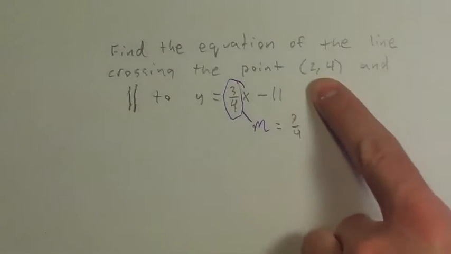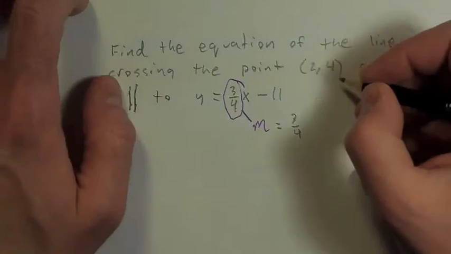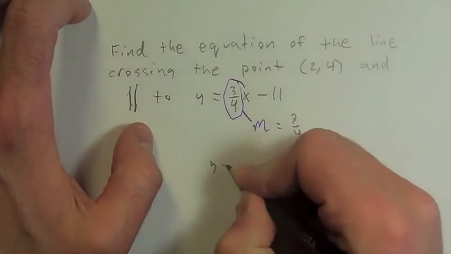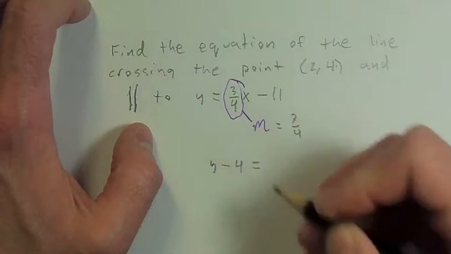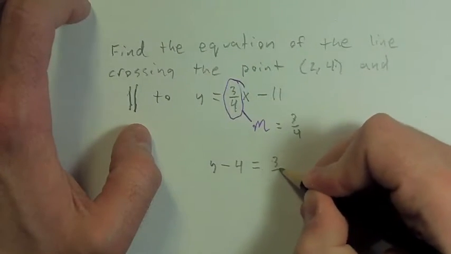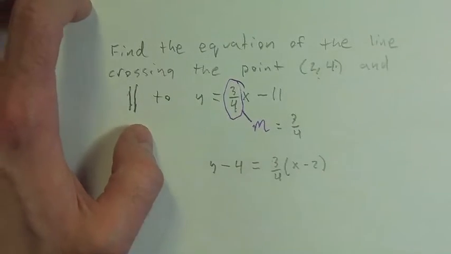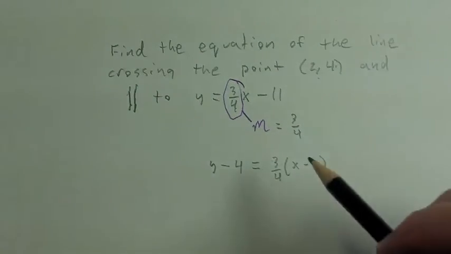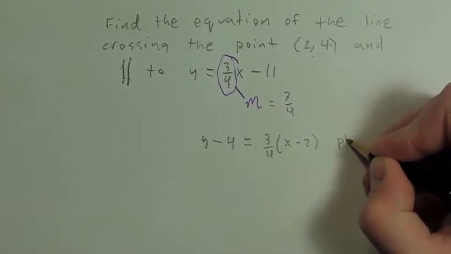We got our slope, and now we have the point. So the point-slope form is going to give us this: y minus the y value of our point, which is 4, equal to the slope 3/4 times x minus the x value of the point. So there's the point-slope form.